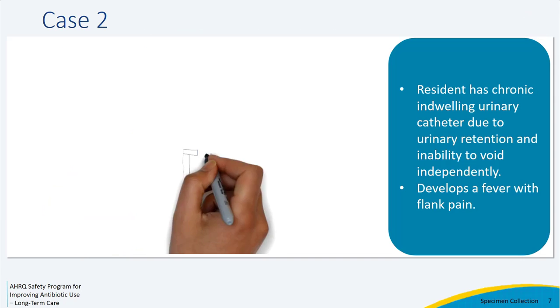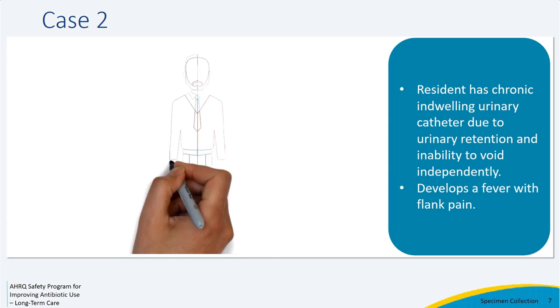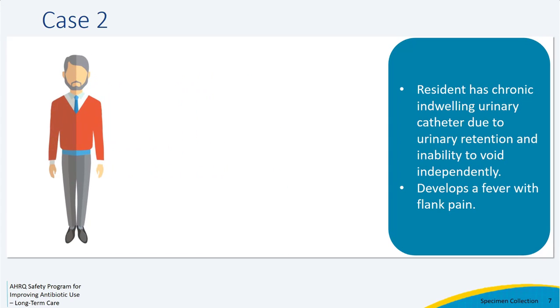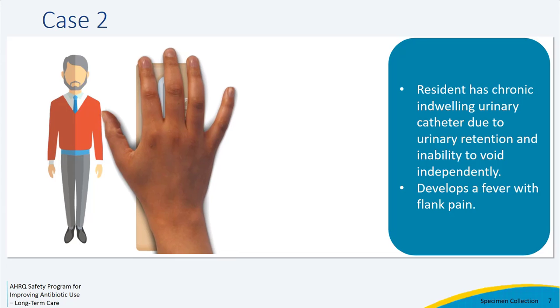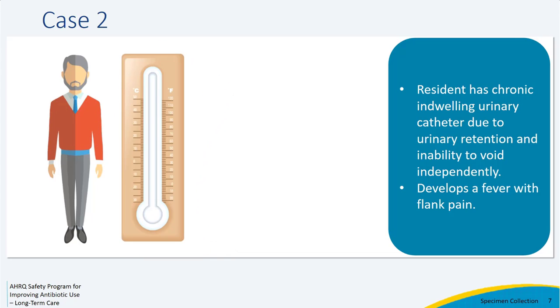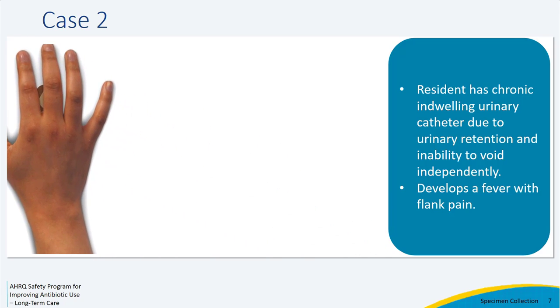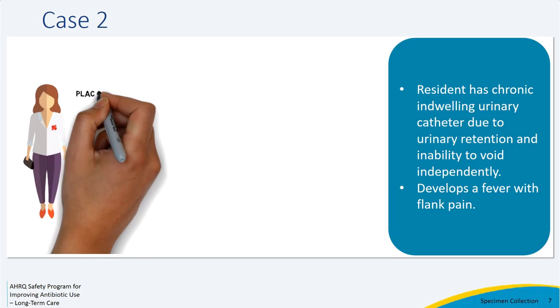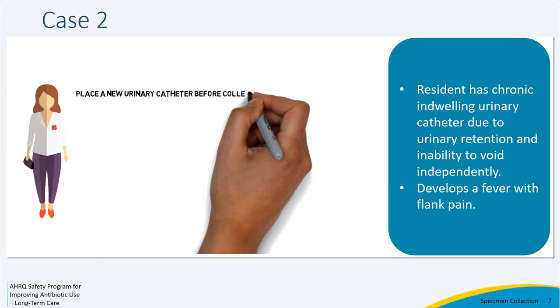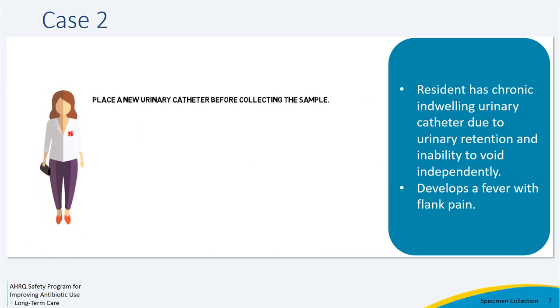Let's move on to another case. One of the residents you are caring for in the nursing home has a chronic indwelling urinary catheter due to urinary retention and an inability to void independently. He develops a fever with flank pain, and you are concerned about a urinary tract infection. You call the provider on call to report his symptoms, and she asks you to place a new urinary catheter before collecting the sample. Take a moment to consider the reason she recommended this, and we will discuss the possibilities on the next slide.